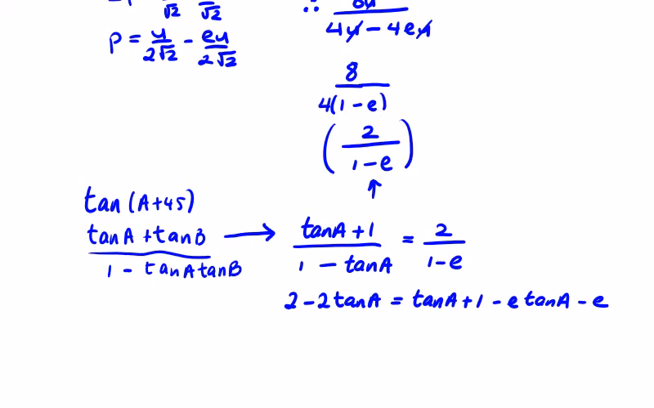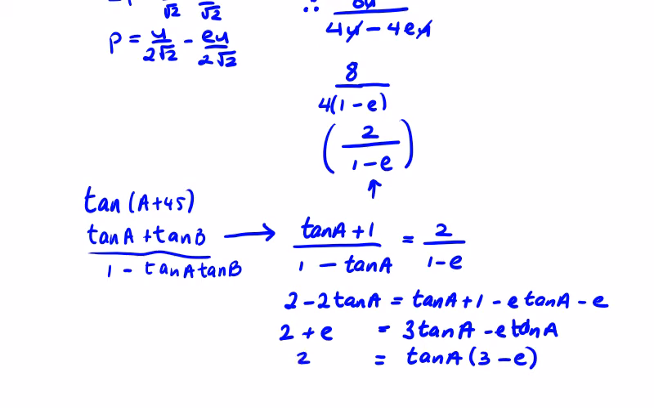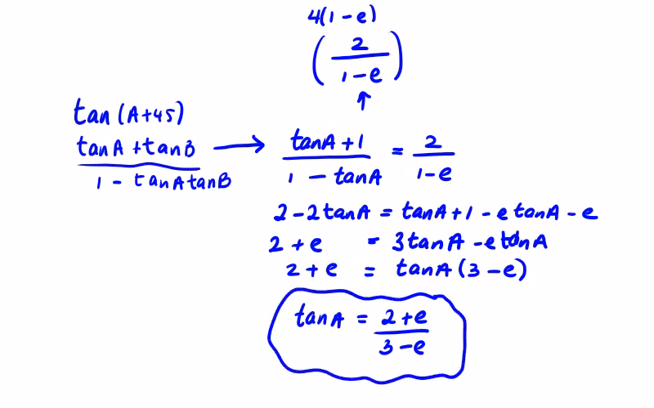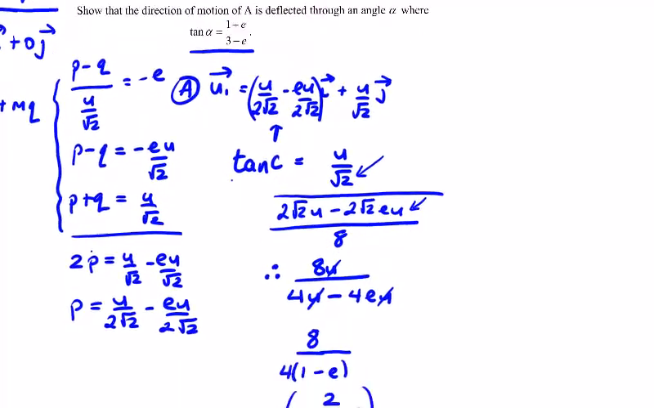So what can I do? I can factor on my left. When I bring my tan A's together here, I'll bring 2 tan A to the right, add it to tan A to get 3 tan A, and I have minus e tan A also over there. And I've left 2 over here, and I'm bringing across that e, so plus e. So that's equal to tan A by 3 minus e, that 2 plus e. So hopefully they're looking for tan A to be 2 plus e over 3 minus e.